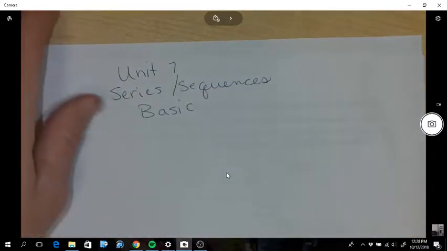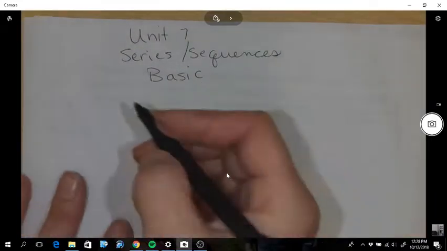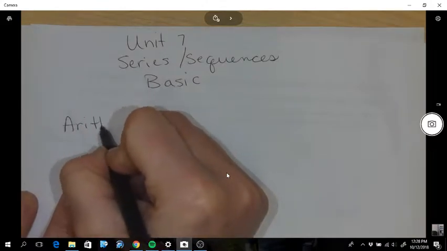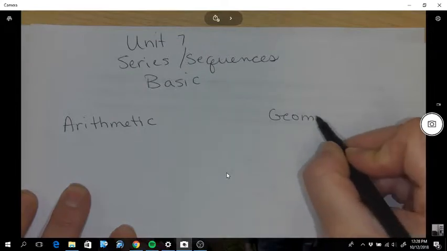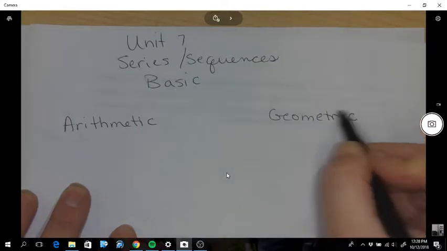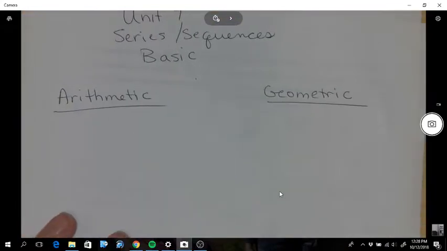Unit 7 is called series and sequences, and we're going to talk about the basics of them. Okay, so you have two types of sequences: arithmetic and geometric. Okay, those are the two types.